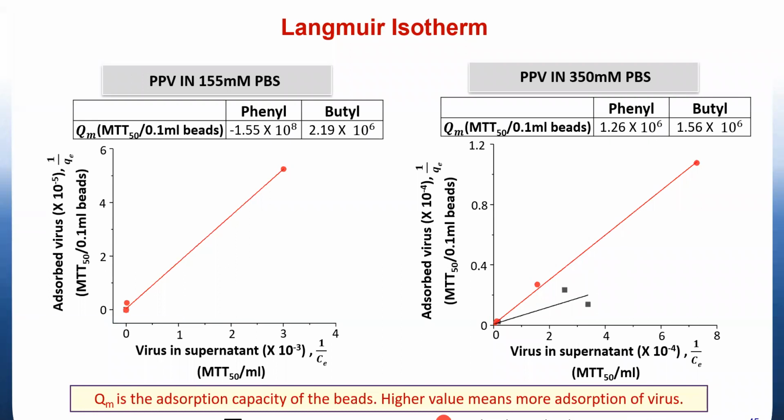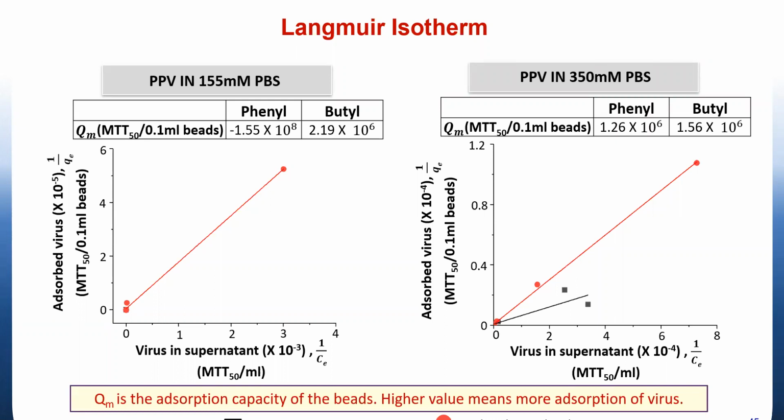To validate our results, we went on to carry out adsorption experiments, and this is because the adsorption experiment is a conventional method for understanding the hydrophobicity of a material. To do this, we used PPV in 155 millimolar and 355 millimolar PBS, just like we did for the CFM experiment. And we started off by analyzing the adsorption with the Langmuir isotherm, and we obtained adsorbed virus versus virus in supernatant graphs. And for this adsorption, we made use of hydrophobic materials, which are the phenyl Sepharose chromatography beads and butyl chromatography beads.